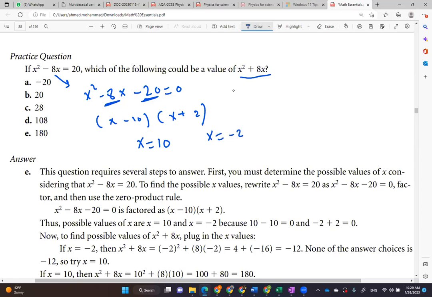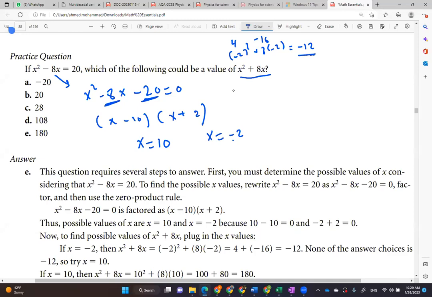Okay, so if x equals negative 2, we're going to apply it here: negative 2 squared plus 8 multiplied by negative 2. Negative 2 squared is 4, and 8 multiplied by negative 2 is negative 16. So 4 minus 16 is negative 12. We don't have negative 12 over here.